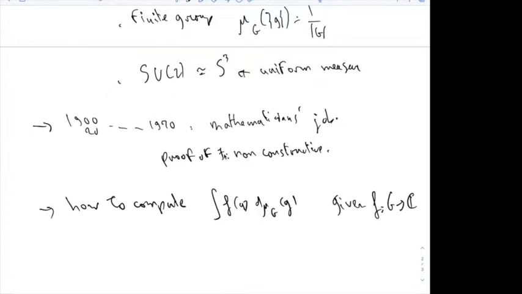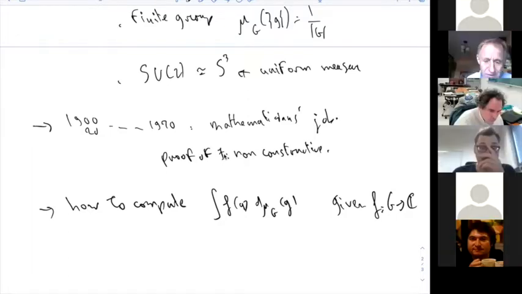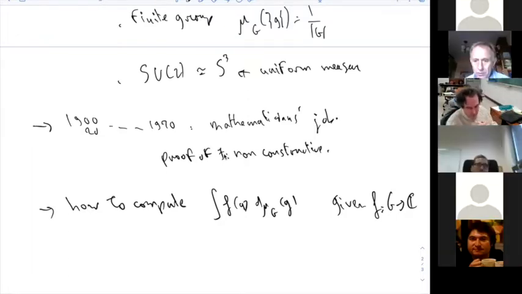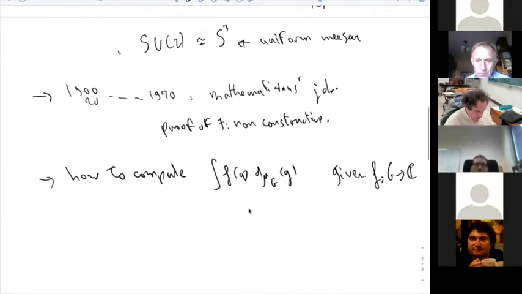The proofs of existence of Haar measure don't tell you how to do this, and I think it's interesting to compare with Lebesgue measure. If you know that the Lebesgue measure exists, maybe you don't know how to integrate exponential of minus x squared with respect to the Lebesgue measure, for example. You have to develop some tricks which are independent from measure theory. So somehow this kind of thing is not answered.